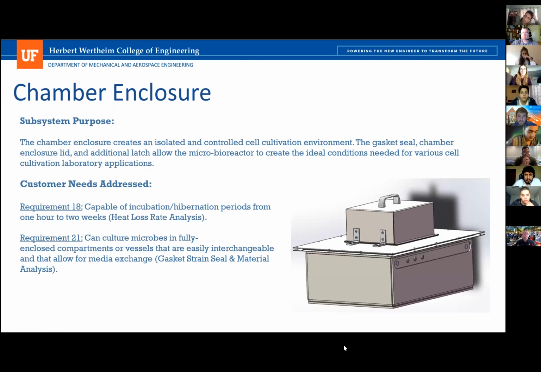The main purpose for this subsystem was to create the ability for the microbioreactor to provide a controlled environment with the ideal conditions for cell cultivation, and then flexibility to change the environment depending on the lab application, in addition to the chamber controls. So as you can see here on the image on the right, the main components are the main chamber body, that 96 adapter that Jess mentioned earlier, and then the latches on the chamber lid over the well plate.